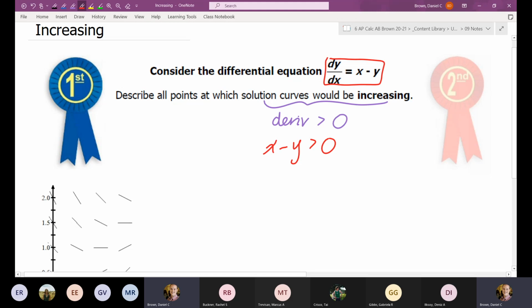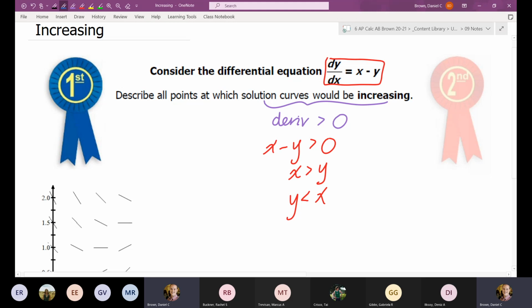To me, the most usable form is when y is by itself. So adding y to both sides, I get x is greater than y. Me, I like flipping it around, and I see y is less than x. It does tell me to describe. We're not going to be fancy with it. Basically, whenever that inequality is true, this original function, which we don't know what it is, would be decreasing. So basically, whenever the y-coordinate is less than the x-coordinate, this graph would be decreasing.